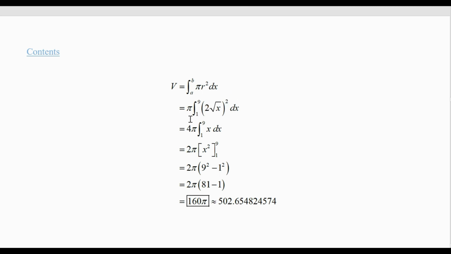2 squared is 4, which I can bring out front, so that's 4 pi out front. The square root of x squared is just x. And the antiderivative would be 1/2 x squared. Half of the 4 brings that down to 2 pi out front. Evaluate this from 1 to 9, so that's 9 squared minus 1 squared. 9 squared is 81, 1 squared is 1. 81 minus 1 is 80, times 2 is 160, times the pi is 160 pi, which is the volume of the figure that we're looking for. And there's a decimal approximation for that.